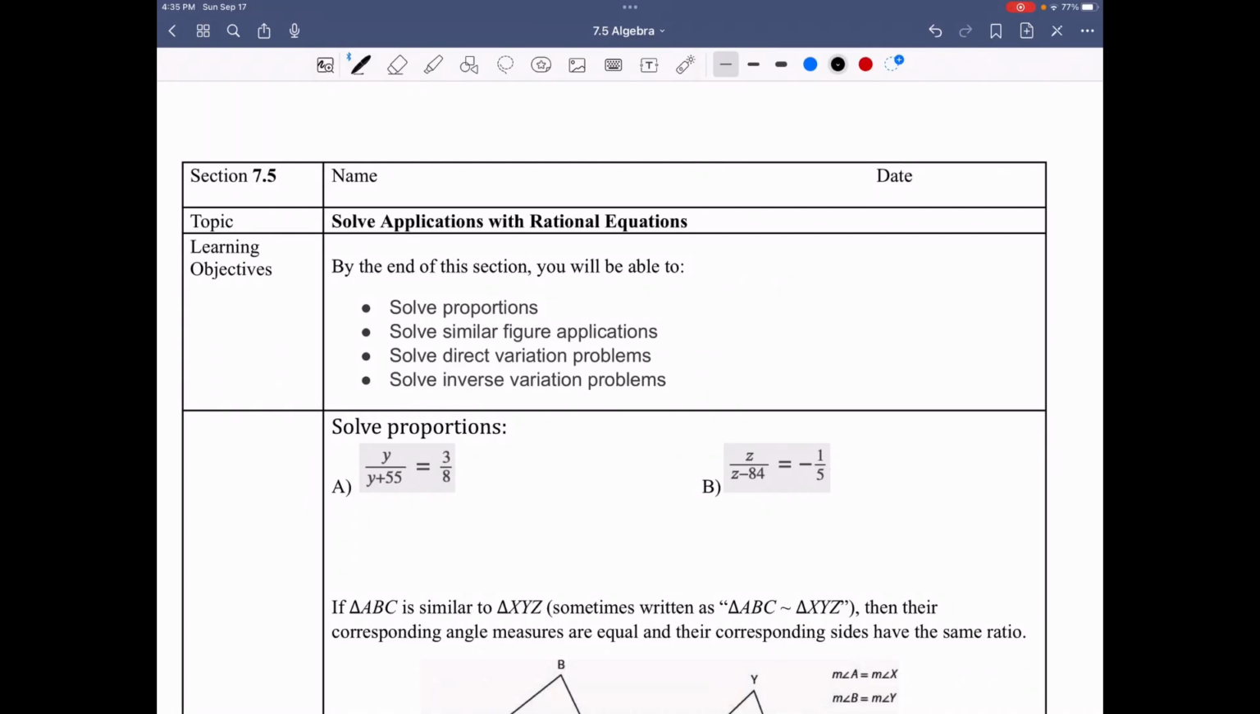Hello algebra students, this is section 7.5, solve applications with rational equations. Please put your name and date on your notes.